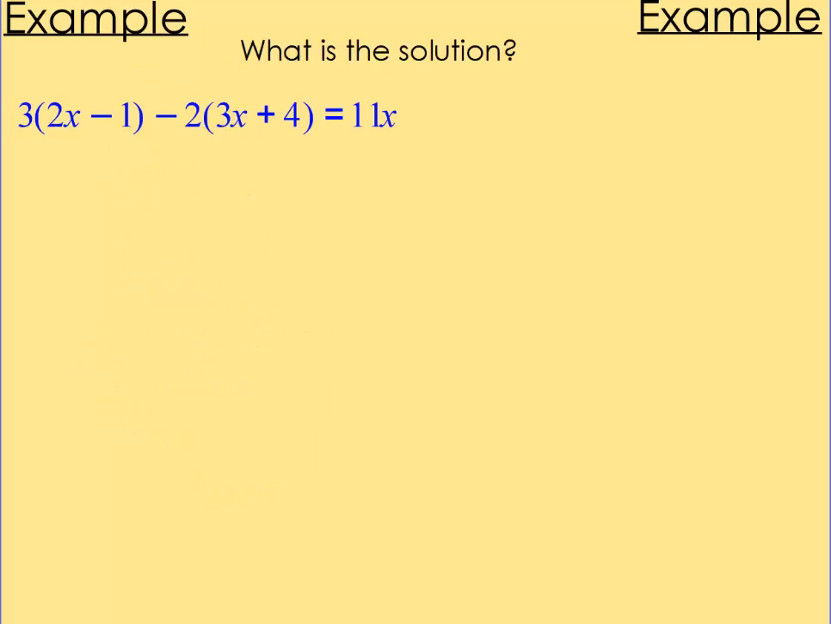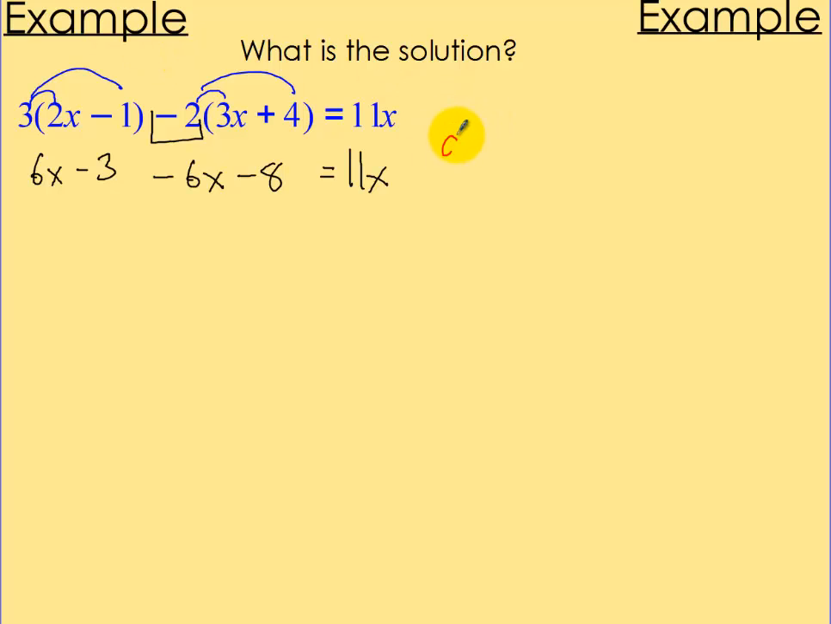Try the last example. 3, 2, 1. Okay, so solving for this. The first thing, I don't like these parentheses. I'm going to distribute both the 3 and the negative 2. Very careful when you distribute that negative 2. So 3 times 2 is 6x minus 3. Now you're distributing this negative 2, not just positive 2, so it becomes negative 6x. Negative 2 times 4 is negative 8, equals 11x.